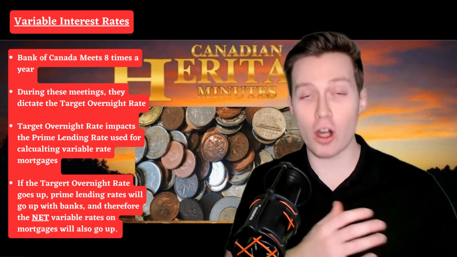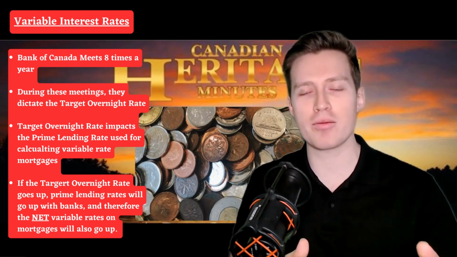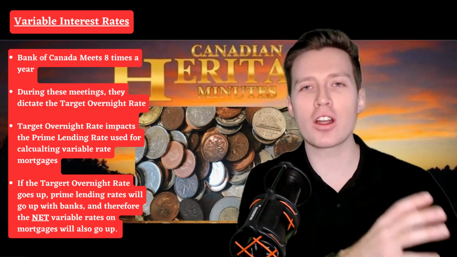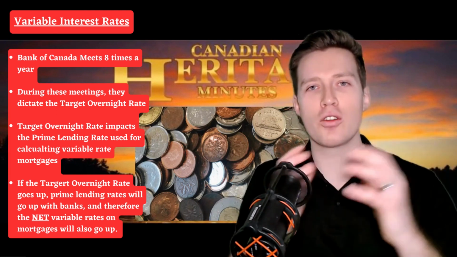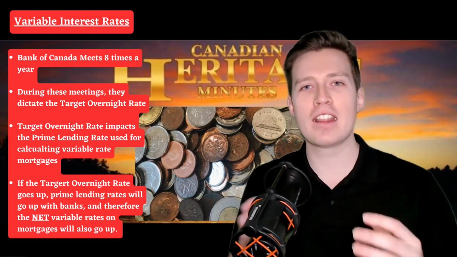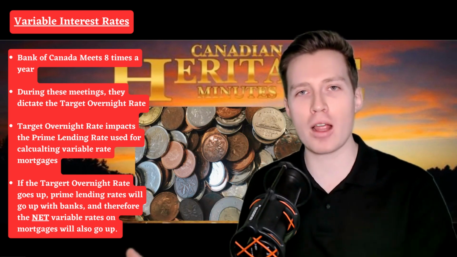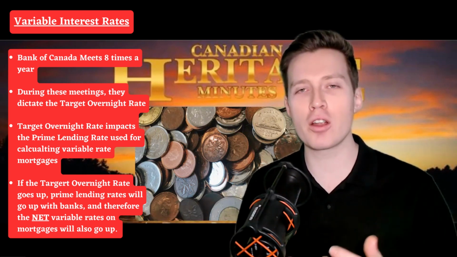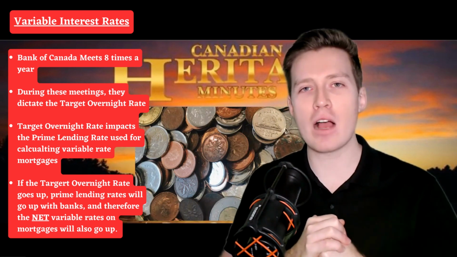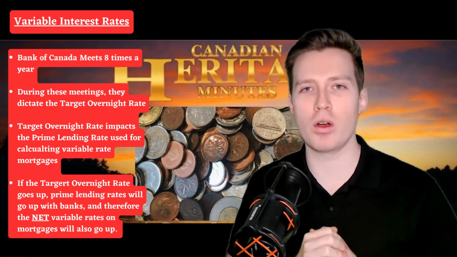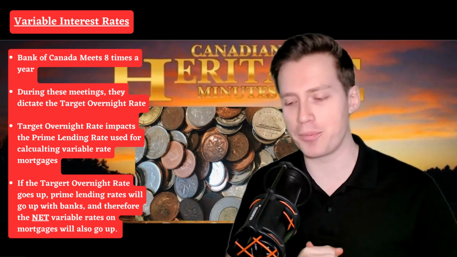So if the target overnight rate with the Bank of Canada goes from 3.5% to 4.5%, that 1% increase is going to be seen on banks' prime lending rates. So if you have a variable of 2% minus 1, it's now going to be 3% minus 1. So your net interest rate has increased by 1 full percentage point.